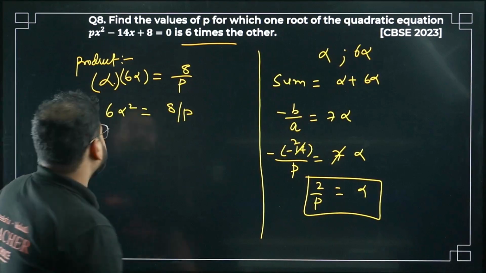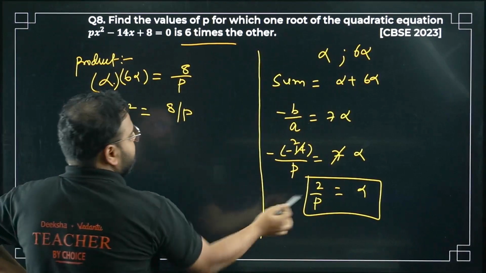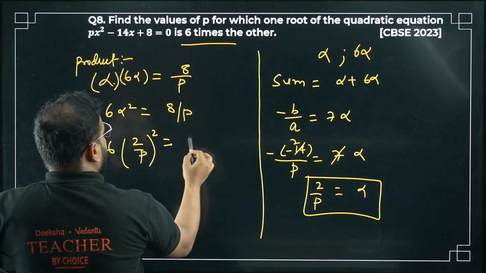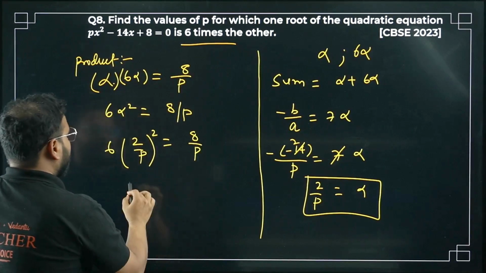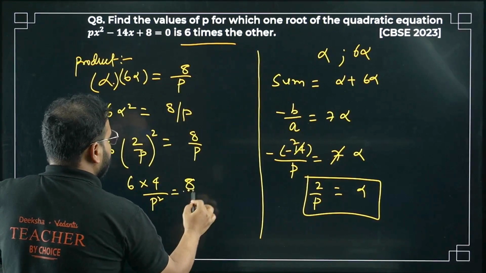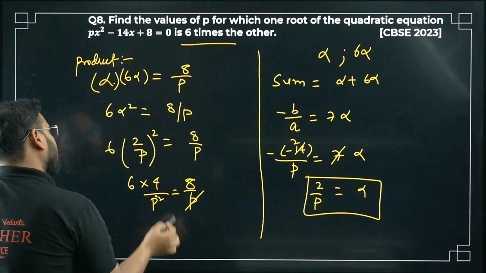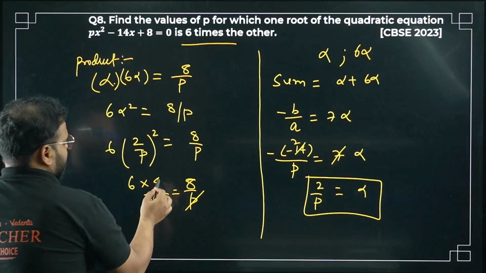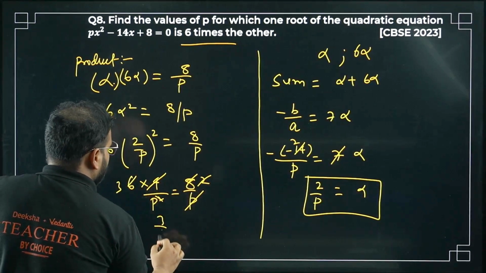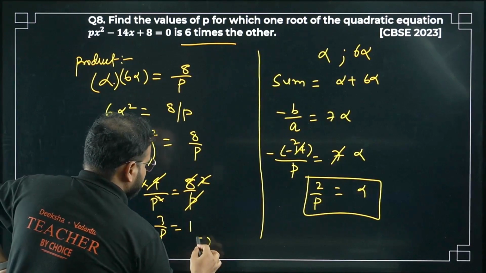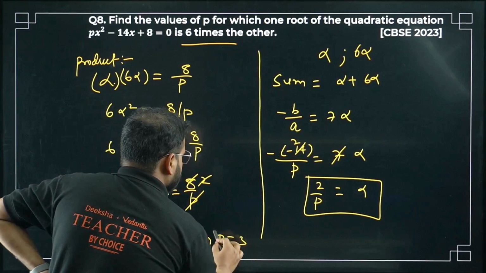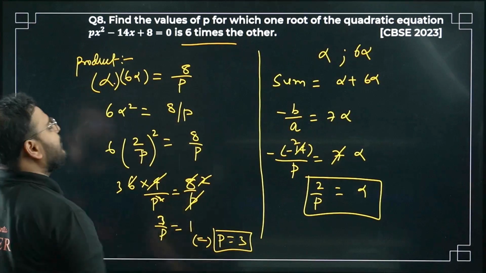Let's check. Putting the alpha value, 6 times (2 by p) square equals 8 by p. So 6 times 4 by p square equals 8 by p. Cancel p with square. 4 twos are 8 and 2 threes are 6. What I'm getting is 3 by p equals 1. It means p equals 3.